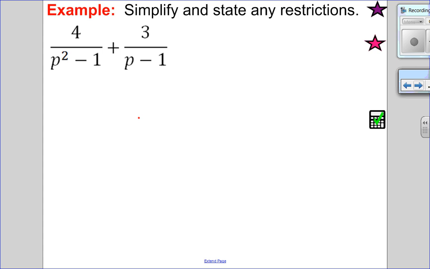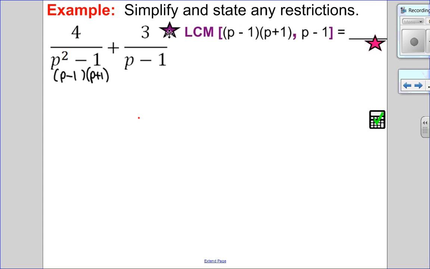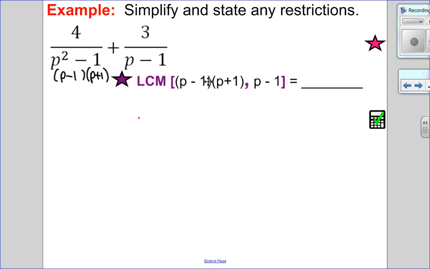Okay, let's look at this one. I do have to factor the denominator. Factoring the denominator gives p minus 1, p plus 1, which is a difference of squares, and then p minus 1 can't be factored. So let's look at the lowest common multiple. The lowest common multiple of p minus 1, p plus 1, and p minus 1 is just going to be one of each factor. I don't need two factors because the p minus 1 is counted and accounted for in each.